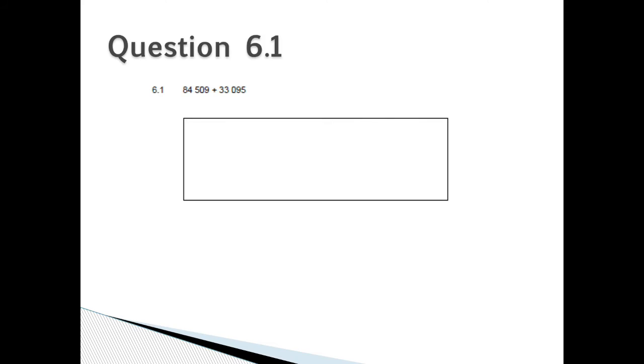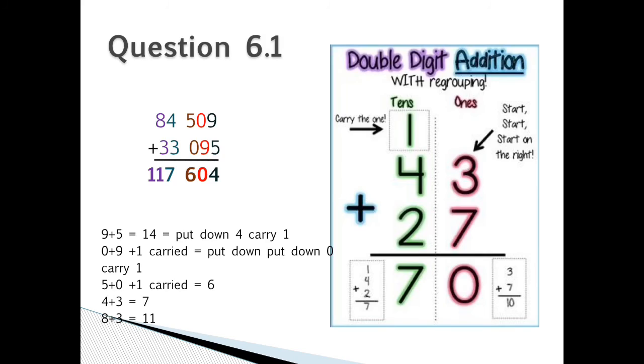84,509 plus 33,095. 9 plus 5 is equal to 14. Put down the 4, carry the 1. 0 plus 9 is equal to 9 plus the 1 you carried is equal to 10. Put down the 0, carry 1. 5 plus 0 is 5 plus the 1 you carried is 6. 4 plus 3 is equal to 7, and 8 plus 3 is equal to 11. The correct answer is 117,604.